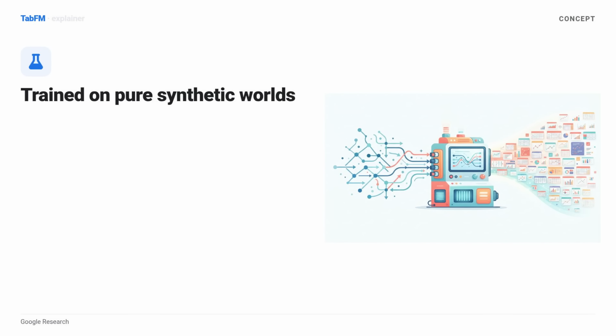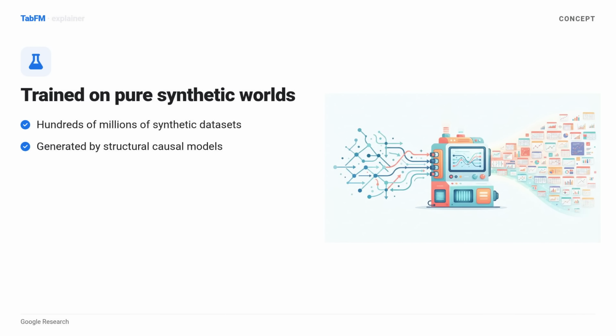How do you pre-train a model for every possible table? You invent them. TabFM was trained on hundreds of millions of synthetic datasets, produced by structural causal models with random functions. This sidesteps data scarcity and privacy entirely.